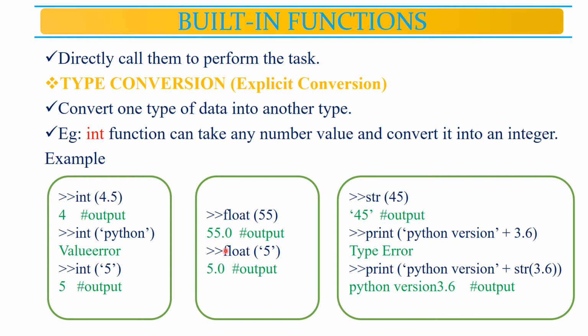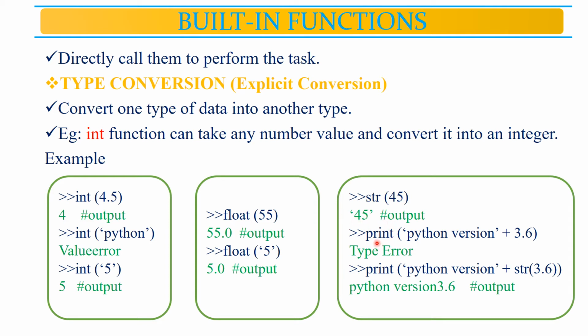Now consider floating point. When I give float of 55, it displays the output as 55.0. When I give float of '5' in single quotes, it displays 5.0 as output. Here, consider the string. If I print str of 45, it will display the output as 45.